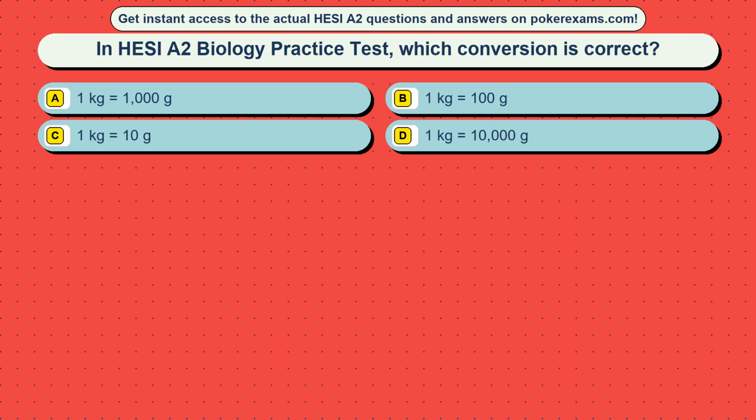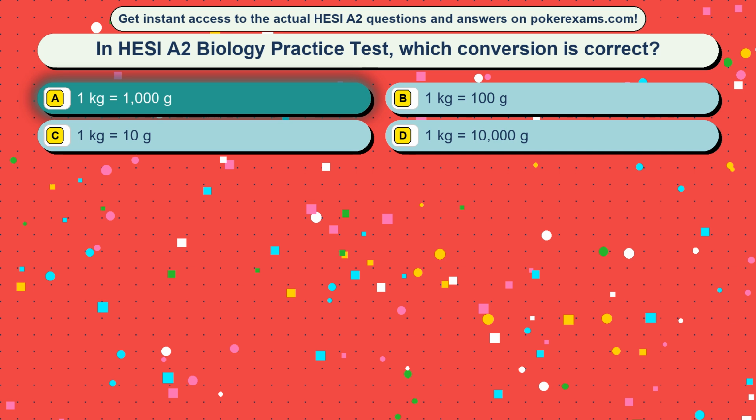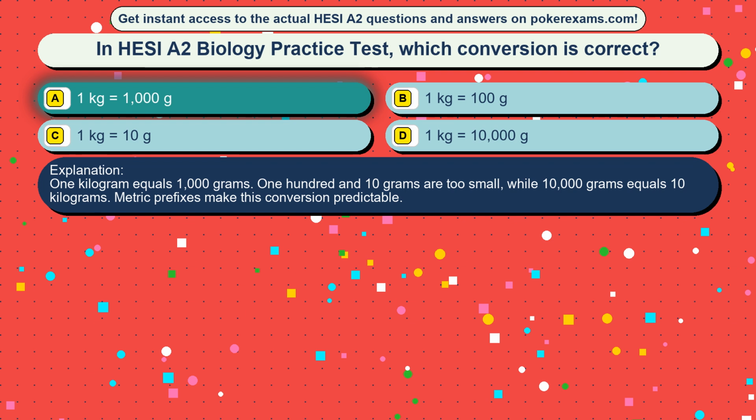Question 13. In HESI A2 Biology practice test, which conversion is correct? Option A 1 kg equals 1000 g, option B 1 kg equals 100 g, option C 1 kg equals 10 g, option D 1 kg equals 10,000 g. The correct answer is option A, 1 kg equals 1000 g. 1 kg equals 1000 grams, 110 grams are too small, while 10,000 grams equals 10 kilograms.